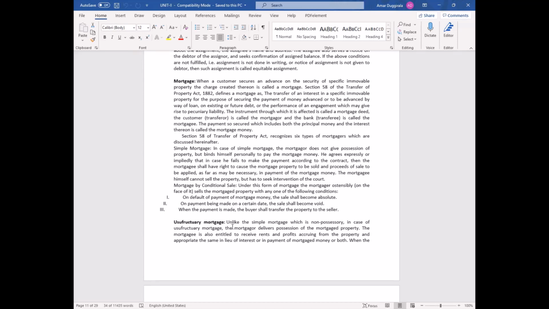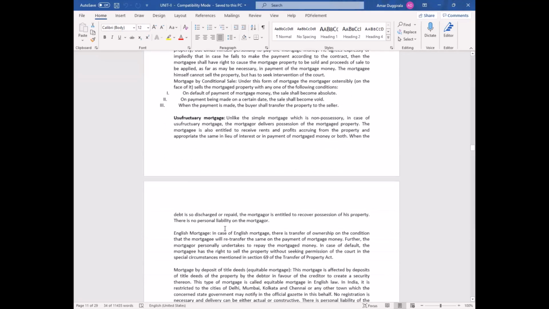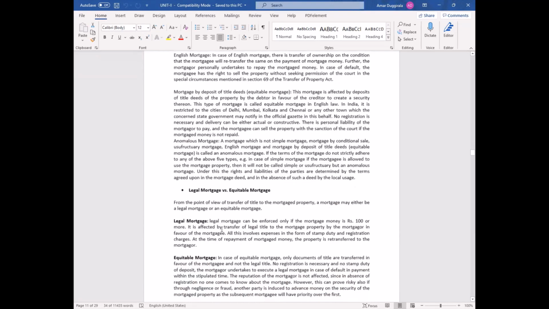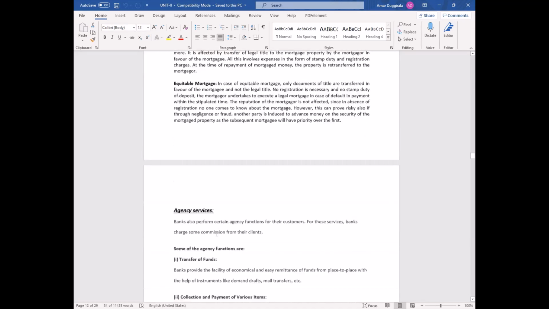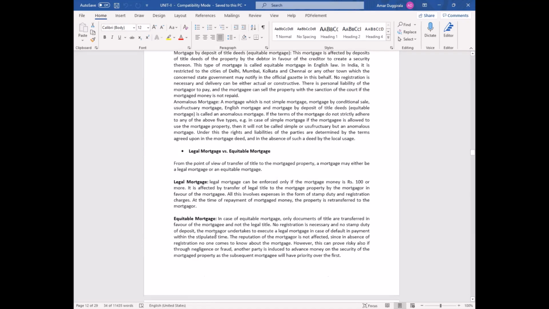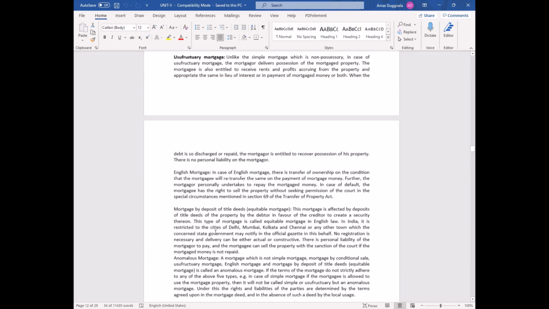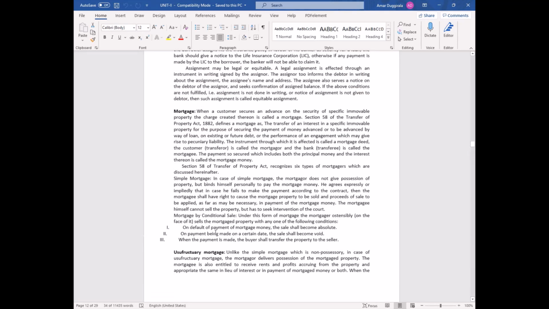So there are different types of mortgages: simple mortgages, usufructuary mortgages, equitable and legal mortgages, etc. So that you can go through in detail and understand what those mortgages are.